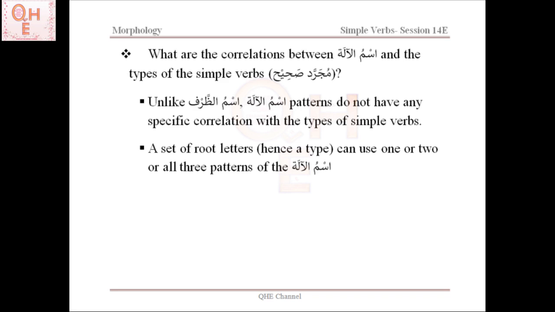Now let's go over the conjugations. Actually, before that, there is one aspect we should know: is there any correlation between ismul ala and the types of simple verbs? Unlike ismul zarf, ismul ala patterns do not have any specific correlation with the types of simple verbs. A set of root letters, hence a type, can use one or two or all three patterns of ismul ala.